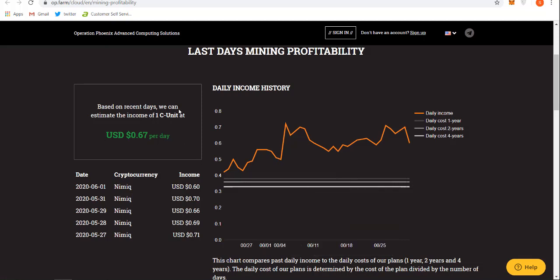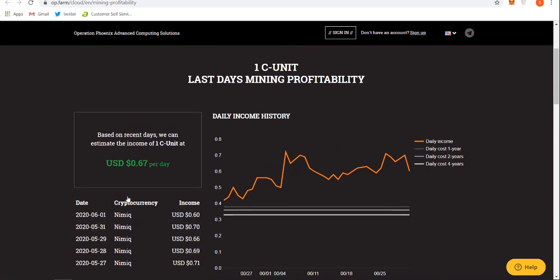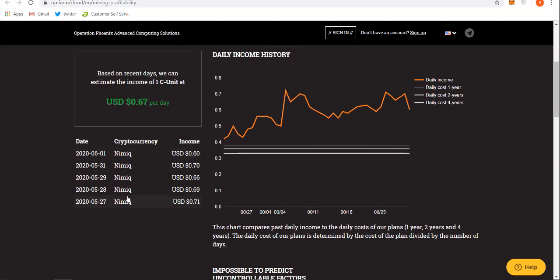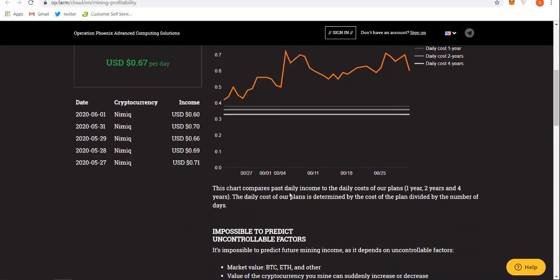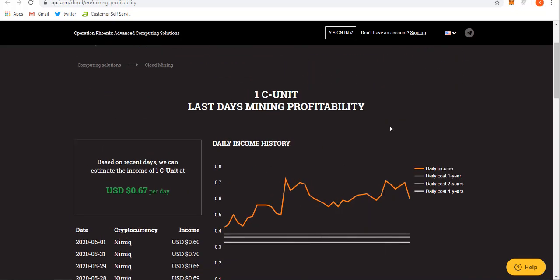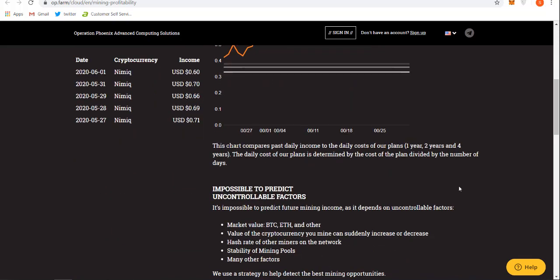Based on the recent day, we can estimate the income of 1C unit at $0.67 per day. Means according to their recent days' estimated income, they have achieved an average of $0.67 per day. So that is also really good income. You can also increase this income by buying more units for your hash rate.